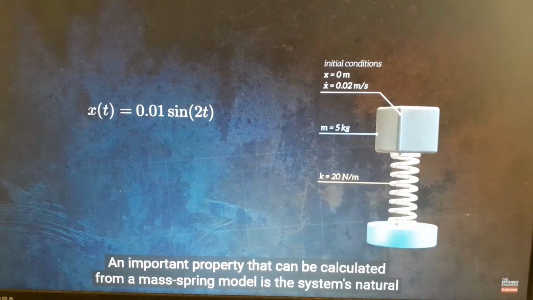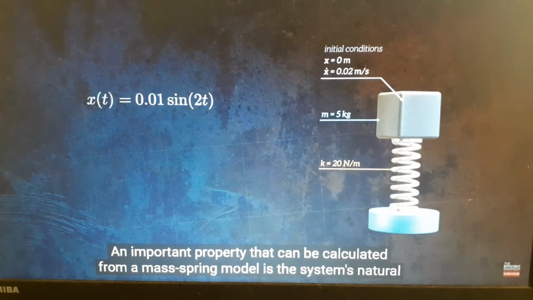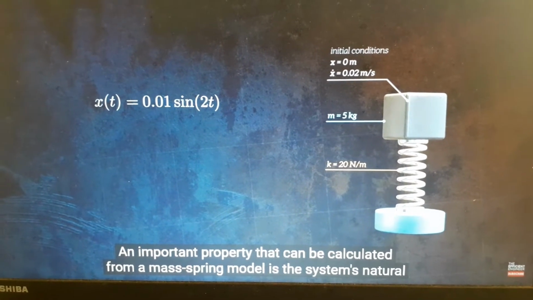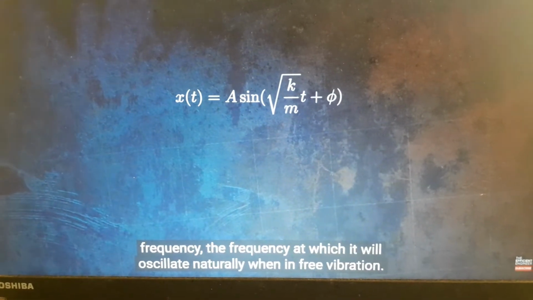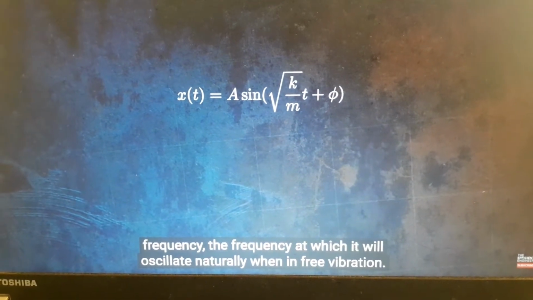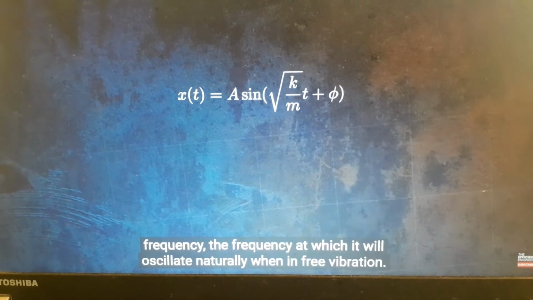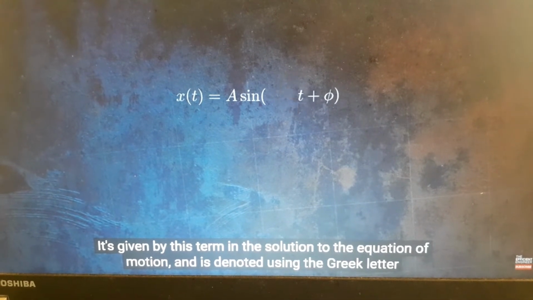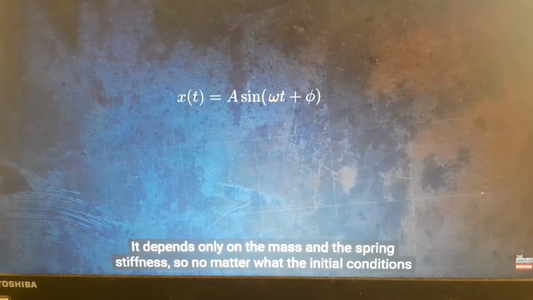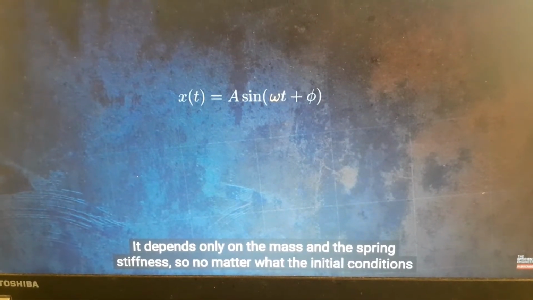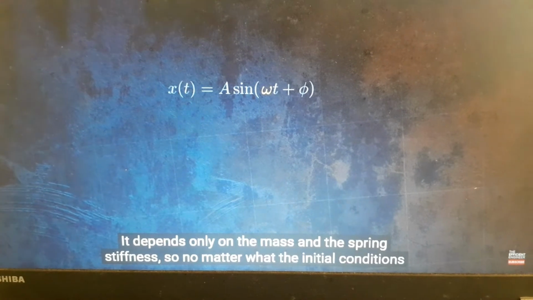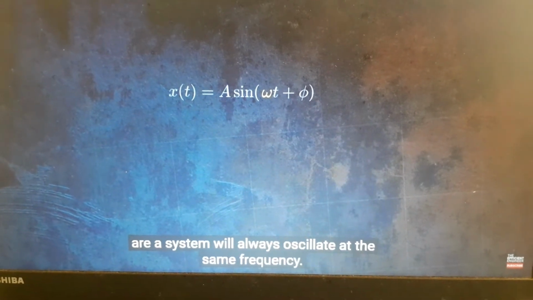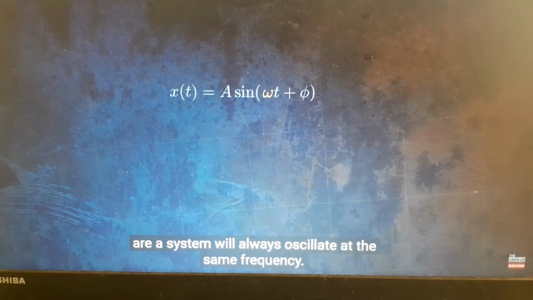An important property that can be calculated from a mass spring model is the system's natural frequency, the frequency at which it will oscillate naturally when in free vibration. It's given by this term in the equation of motion, and is denoted using the Greek letter omega. It depends only on the mass and the spring stiffness, so no matter what the initial conditions are, a system will always oscillate at the same frequency.